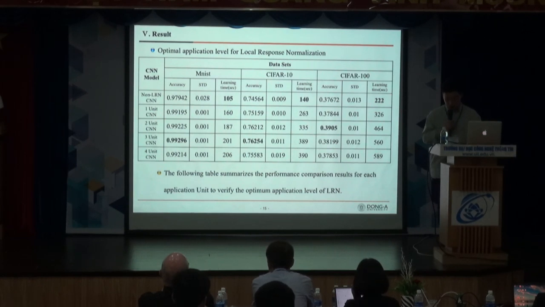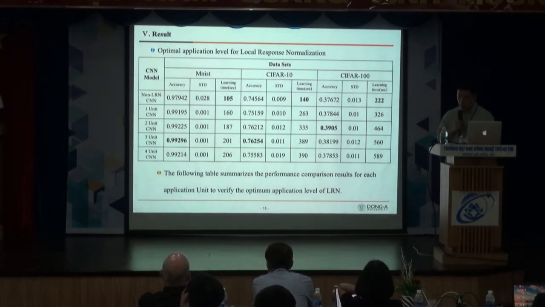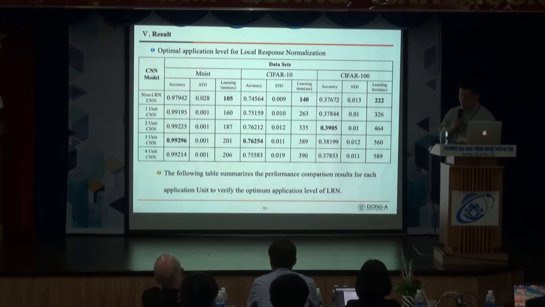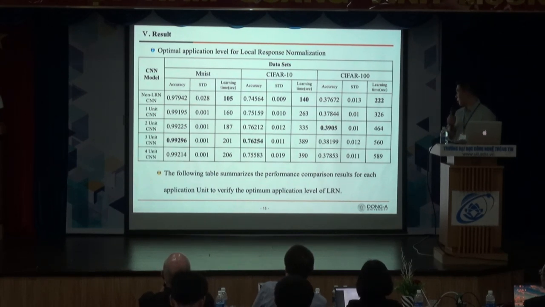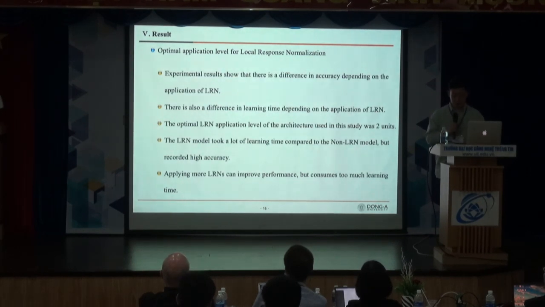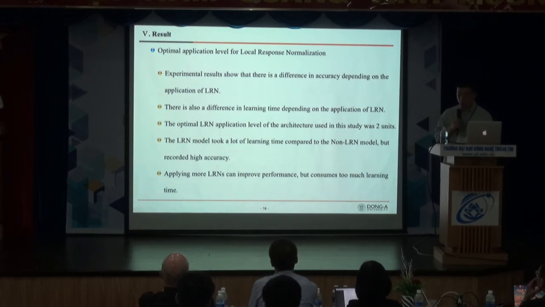The second is the result of application LLM coverage level. The following table compares the performance of each unit for optimal application level of LLM. As you can see from the table, the learning time increases as the level of LLM application increases. Experimental result shows that there is a difference in accuracy depending on application of LLM. There is also a difference in learning time depending on the application of LLM.